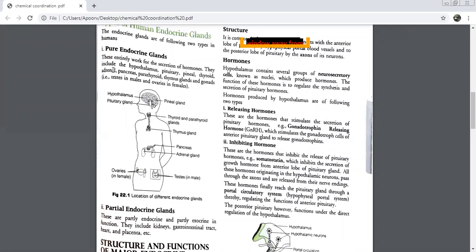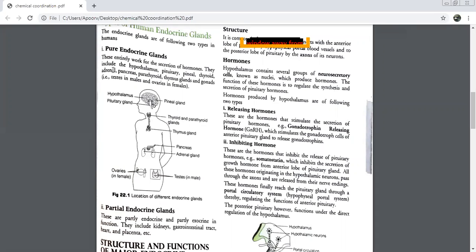Beta, very few students are speaking. What happened? Everybody please speak out. You should know what it is. Very quickly, tell me 4 examples of pure endocrine glands. Hypothalamus, pituitary gland, pineal gland, adrenal gland, pancreas, parathyroid. Good, excellent.